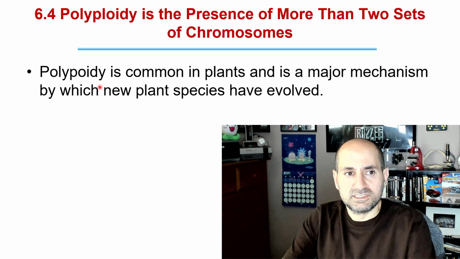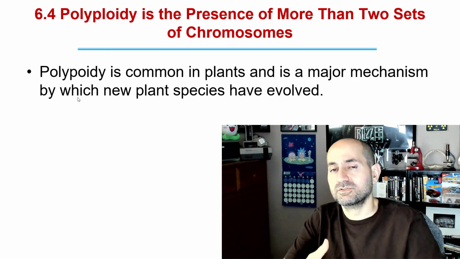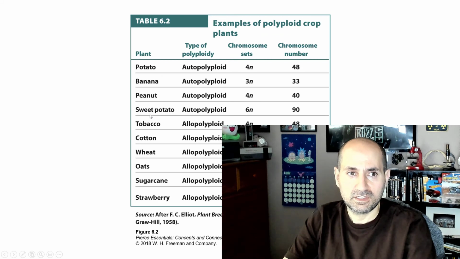Now, polyploidy, we didn't touch on this much, but polyploidy is when you have a whole extra set, not just one extra chromosome or one missing chromosome, but a whole extra set of chromosomes. So instead of 2N, now you're 3N or 4N or 5N. And it's a major mechanism by which new plants evolve. When you're talking about polyploidy, a lot of times you're talking about plants, because many, many plants are polyploid.